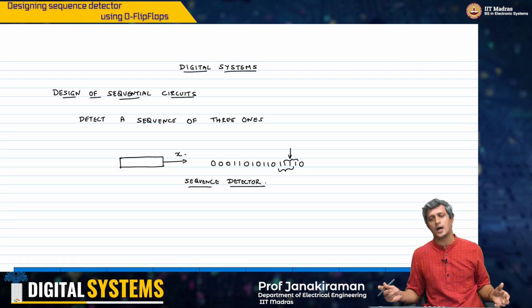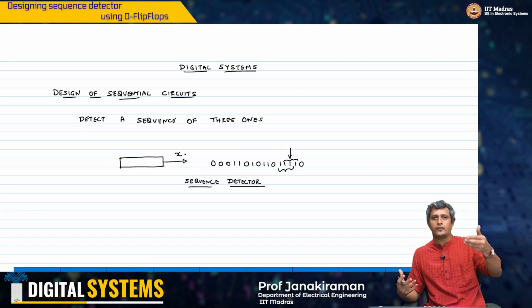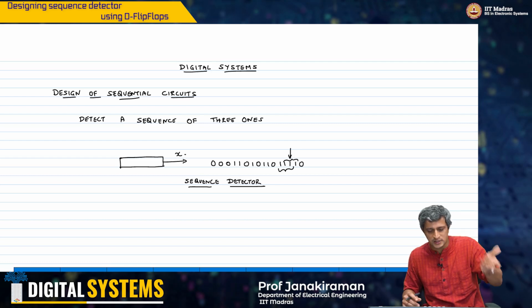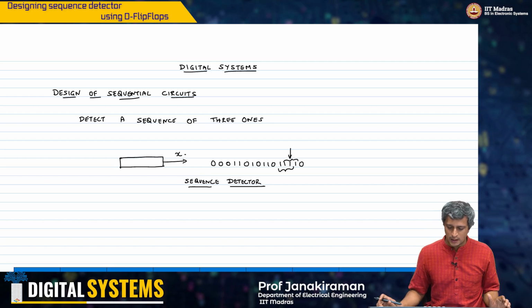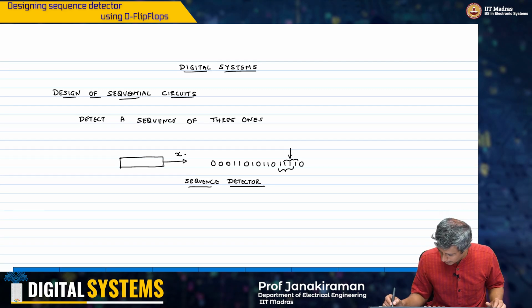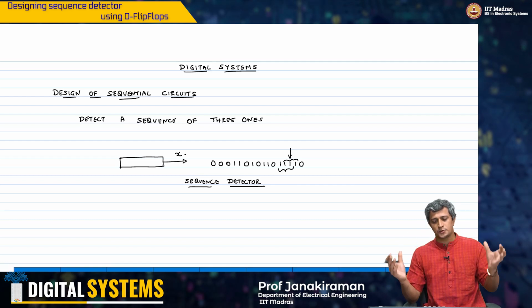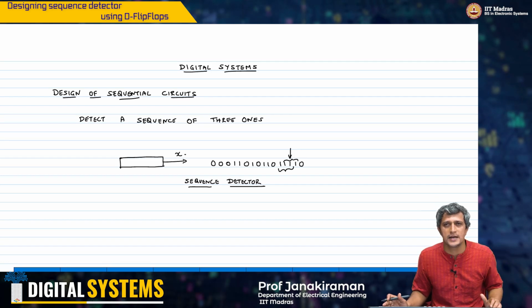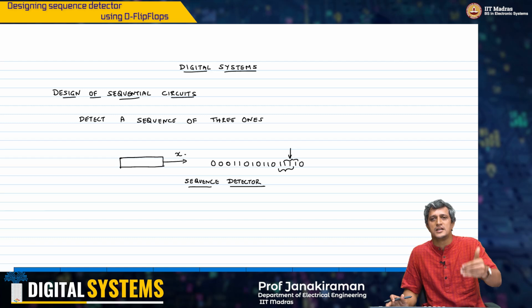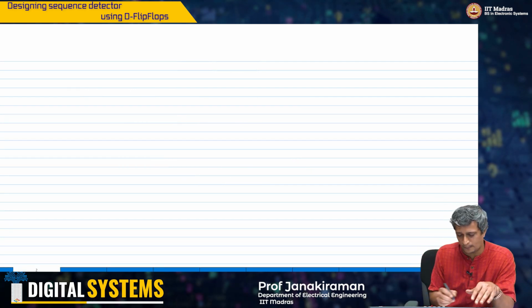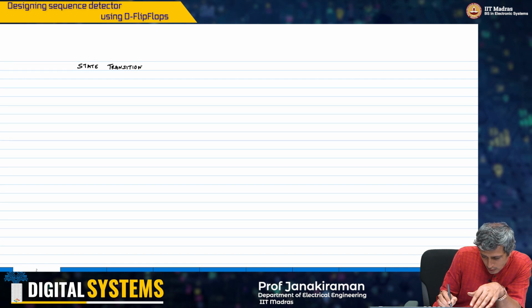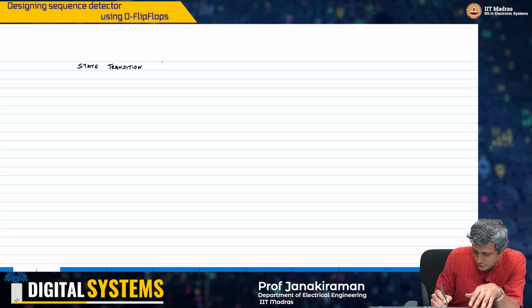The sequence detector is an application of that. We are going to use the sequence detector as the example to highlight how to design a sequential circuit. So let's begin with this. Given this description of the problem in English, and maybe an example like this, the idea is now to take this to a state transition diagram first.